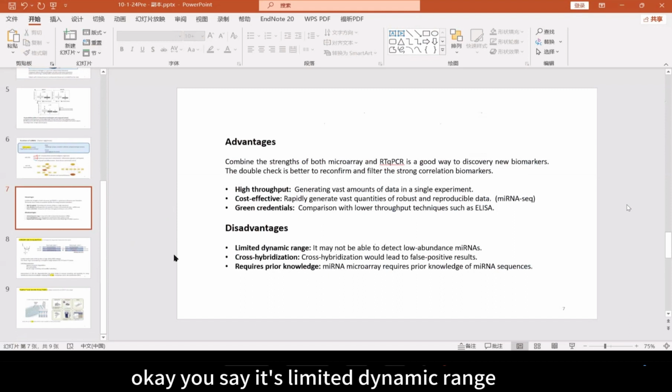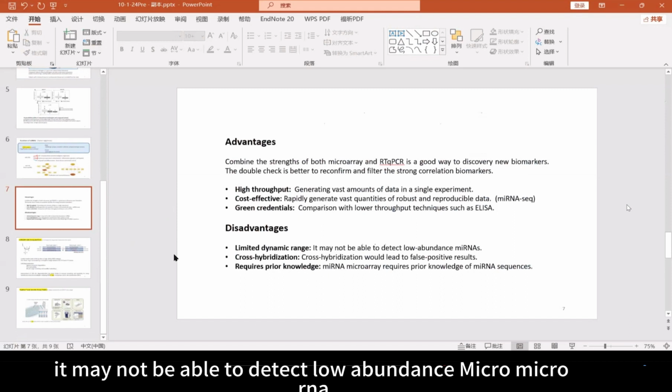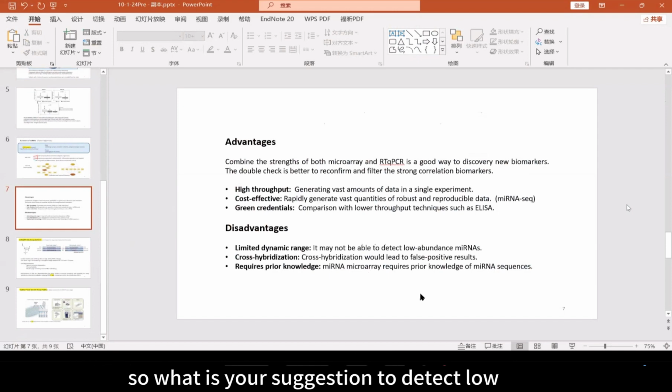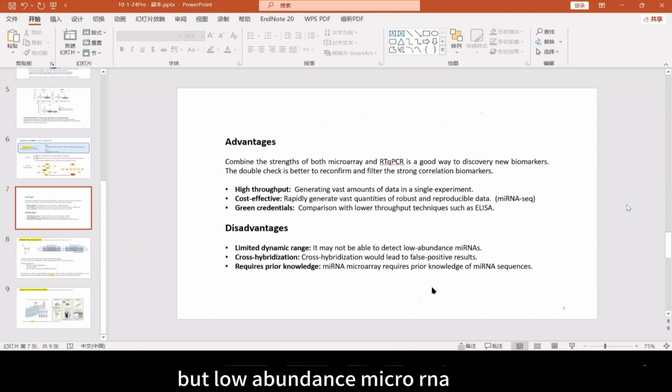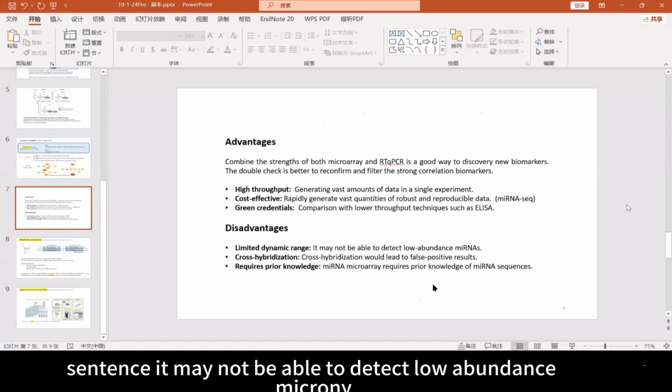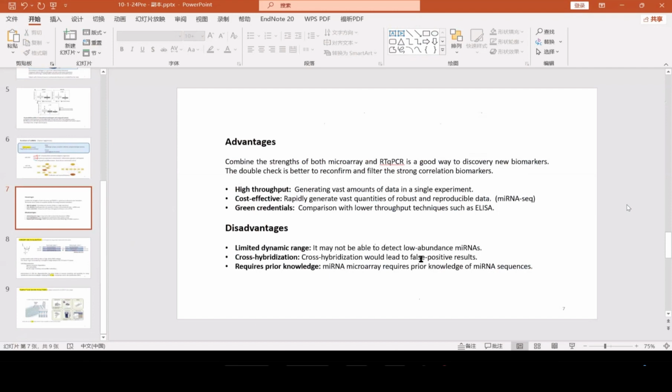You say it's limited dynamic range. It may not be able to detect low abundance microRNA. So what is your suggestion to detect low abundance microRNA? You mean low concentration? What do you mean by this sentence? It may not be able to detect low abundance microRNA. What does it mean?